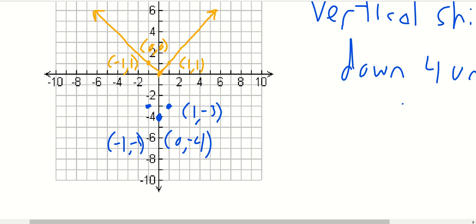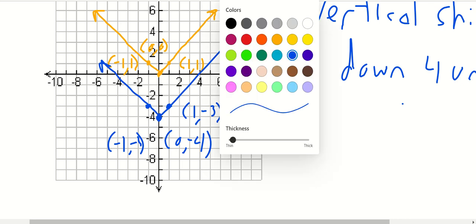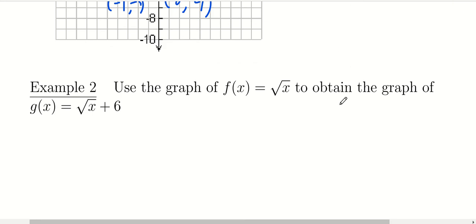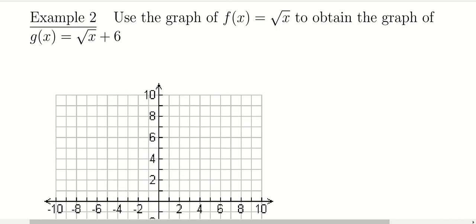Once you have a few points, we know what the basic shape looks like. We can then go ahead and graph this. And our answer to this problem, the function g of x, is the graph in blue. And again, the way that we obtain that is we simply took each point for the graph of f and moved it down 4 units. Let's take a look at another one.